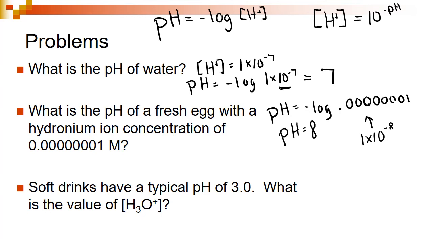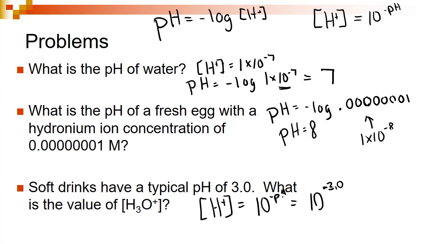The last one says soft drinks have a typical pH of 3.0. So this one, instead of giving us the hydronium ion concentration, I actually gave you what the pH was. What is the value of that concentration? So we have to work backwards on this one. We're going to say that H plus is 10 to the negative pH, which in our case is 10 to the negative 3.0.